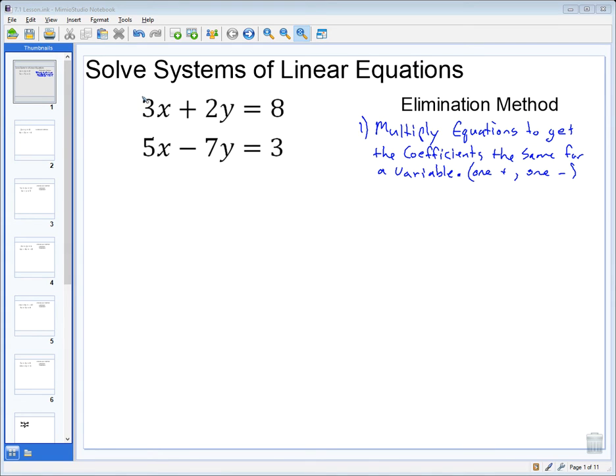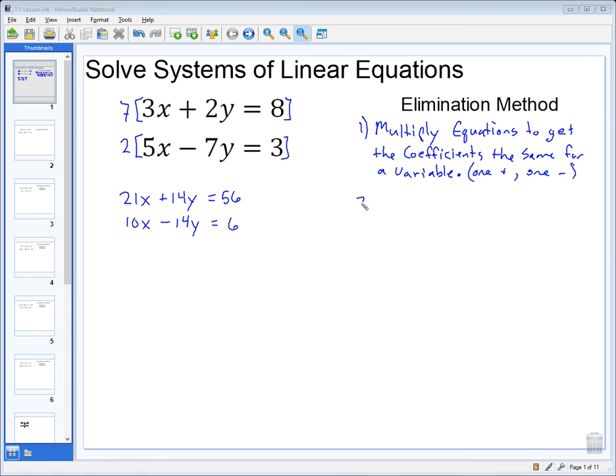So if I go back to my original equations, this top equation, I'm going to multiply by 7, and the bottom equation, I'm going to multiply by 2. The reason I do that is because 7 times 2 would give me 14y, and 2 times negative 7 would give me negative 14y. And so 14y and negative 14y would eliminate each other. As I multiply the top, I'll get 21x plus 14y equals 56. And on the bottom, I would get 10x minus 14y equals 6.